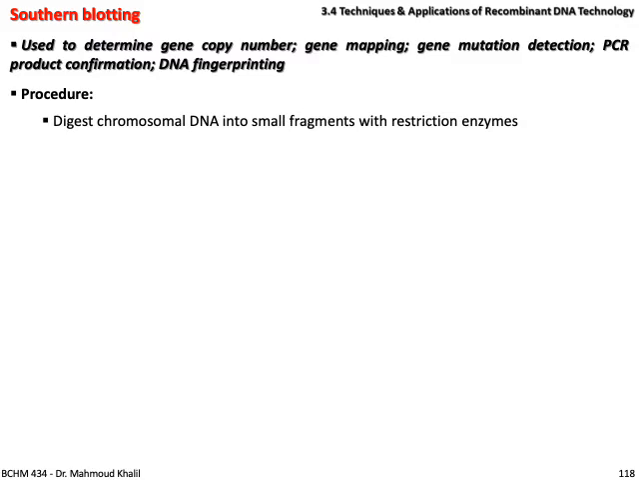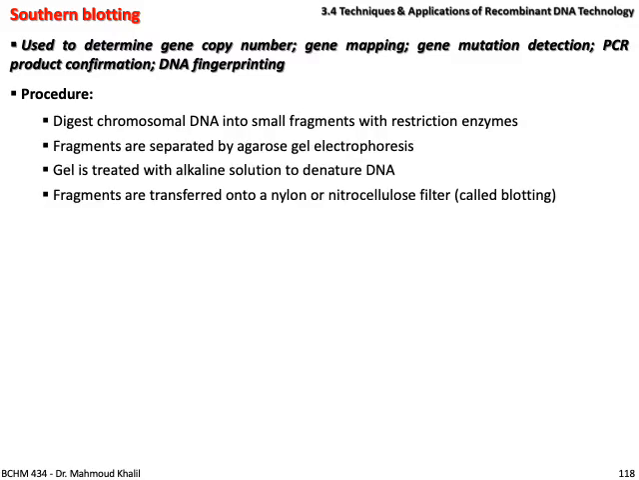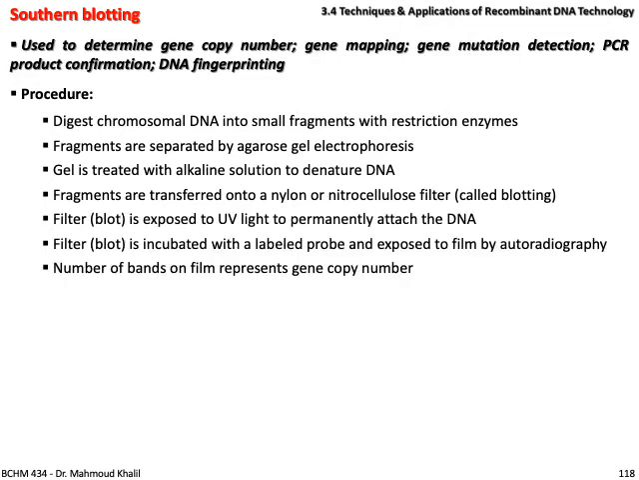Actually, the procedure: you digest the DNA into small fragments with a restriction enzyme, separate them by agarose gel, and treat with alkaline solution to denature the DNA, melting the DNA. Fragments are transferred onto a nylon or nitrocellulose filter membrane. This is called blotting. This filter, or the blot, is exposed to UV to permanently attach the DNA. The blot is incubated with the probe. It is a sequence of nucleotides that is complementary to your gene of interest, and they expose the film by autoradiography. The number of bands on the film represents the gene copy number.